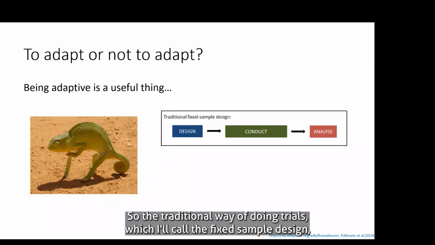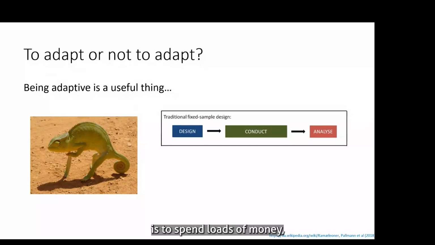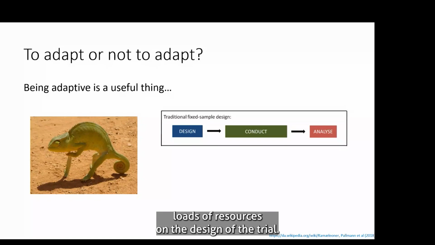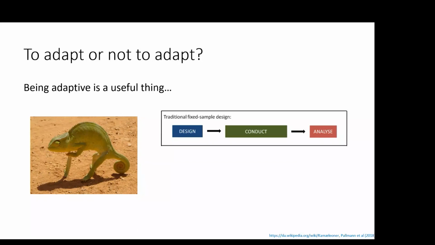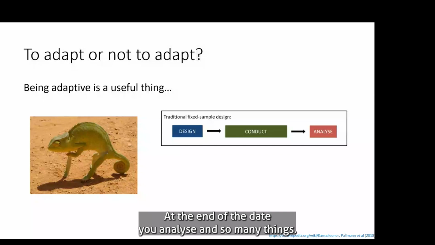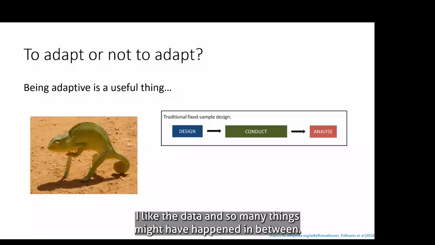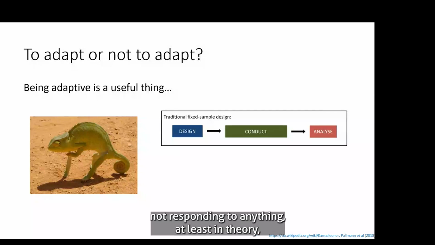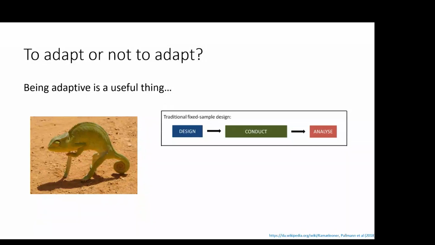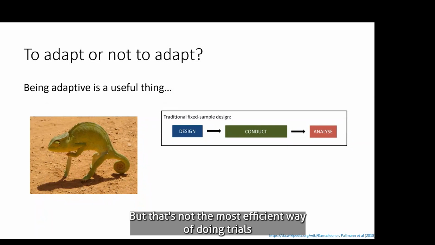So the traditional way of doing trials, which I'll call the fixed sample design, is to spend loads of money, loads of resources on the design of the trial. Then you recruit participants for months, sometimes for years. And at the end of the day, you analyze the data, and so many things might have happened in between. And you were essentially not responding to anything, at least in theory, that has happened between the design and analysis stage. But that's not the most efficient way of doing trials.